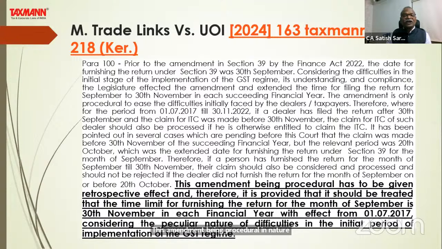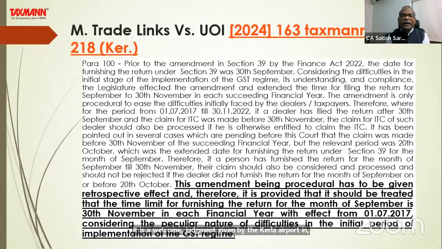has to be given retrospective effect, and therefore it should be treated that the time limit for furnishing the return for the month of September is 30th November in each financial year with effect from 1st July 2017, considering the peculiar nature of the difficulties in the initial period of implementation of the GST regime. It is a welcome judgment given by the Kerala High Court in the M Trade Links case.